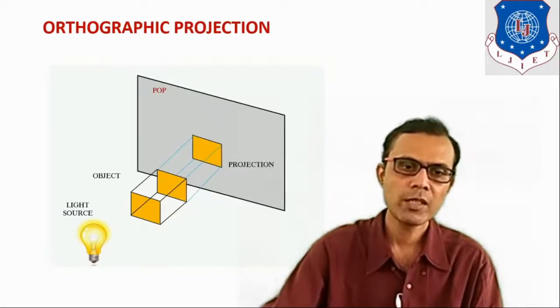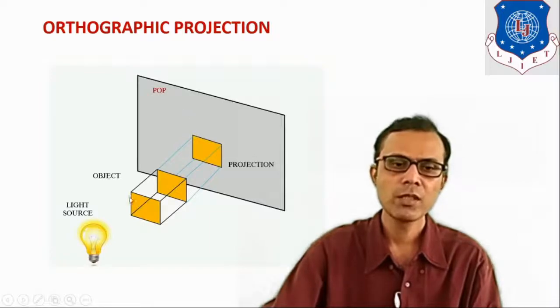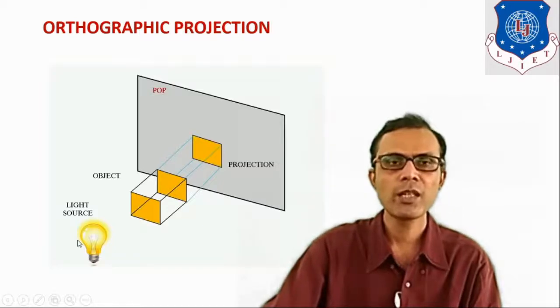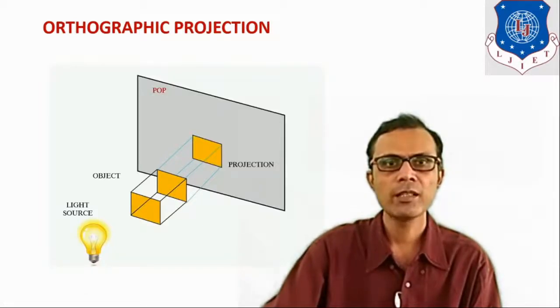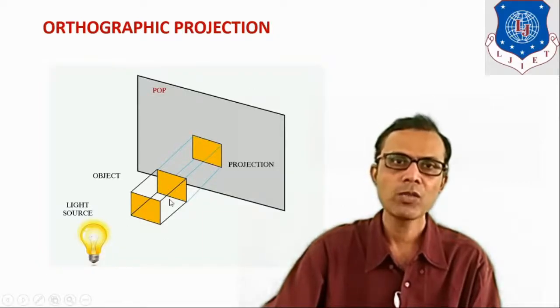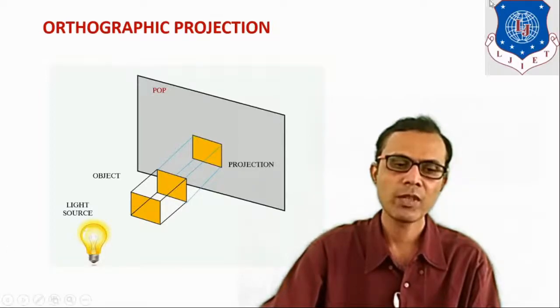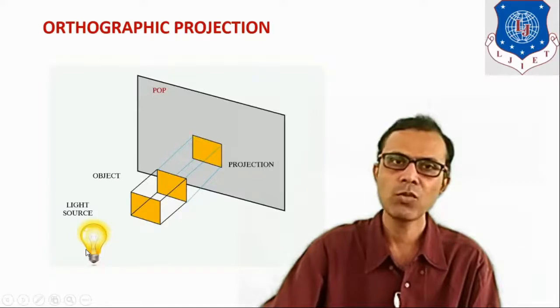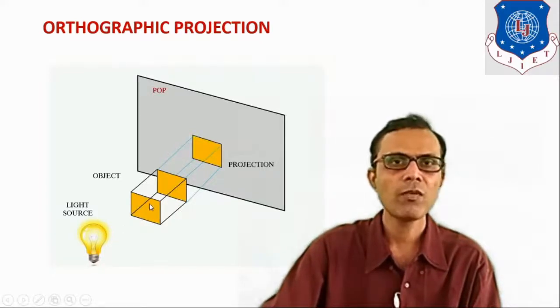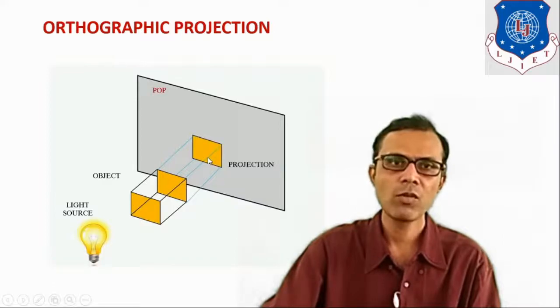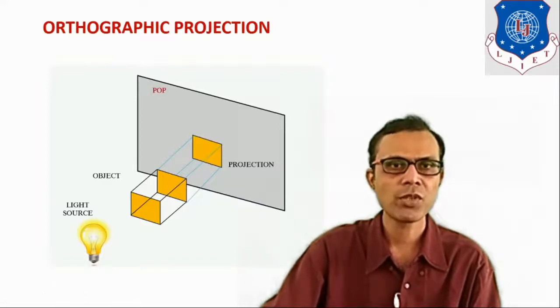Here you can see the plane of projection, the given object, and the light source. Assume that there is a dark room, and in this dark room this object is kept. Now, at an infinite distance from this object, we keep one light source. When we throw the light on this object, what will happen? The shadow or image we obtain on this view is known as a projection.